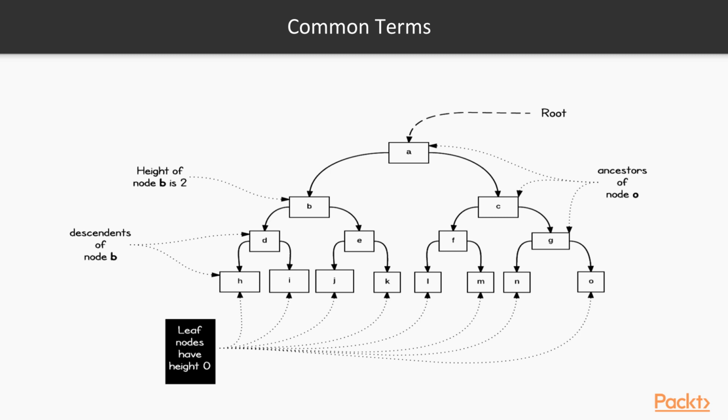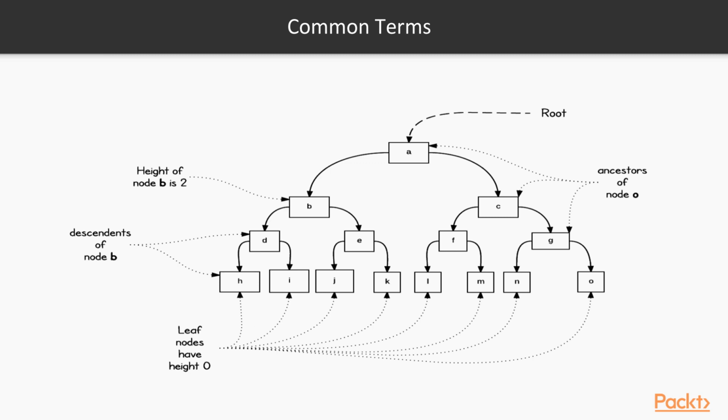A tree node's height is defined as the number of edges on the longest path to a leaf. A leaf node's height is 0. For example, in this diagram, the height of the node H is 0. The total number of children of a node is collectively referred to as the node's degree. A leaf node's degree is 0. Here, the degree of node A is 2.